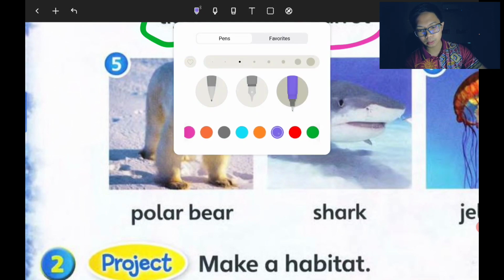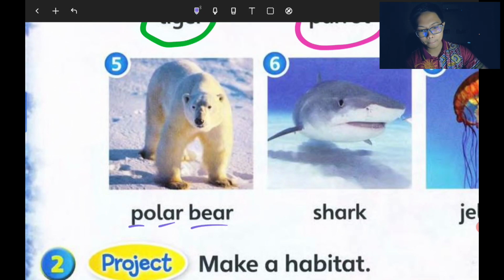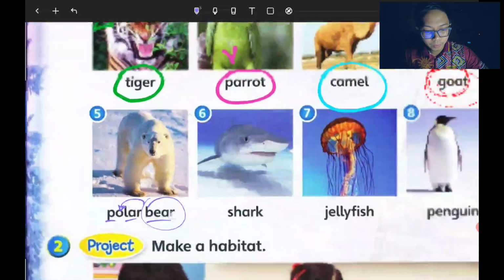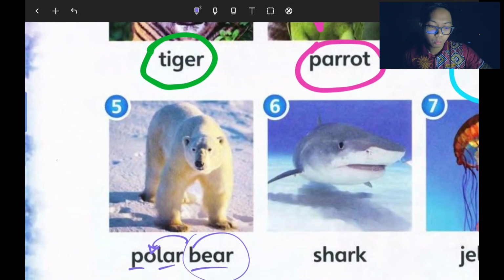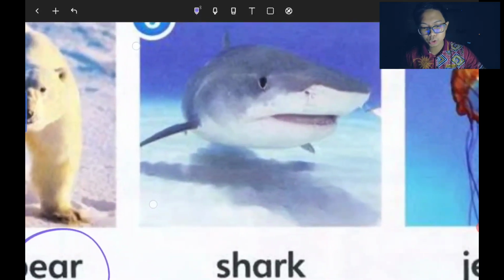Let me use the color. Polar bear, beruang kutub. Polar bear. Where can you find polar bear? You find polar bear in the polar region. Okay, polar region. Next, how about the shark?